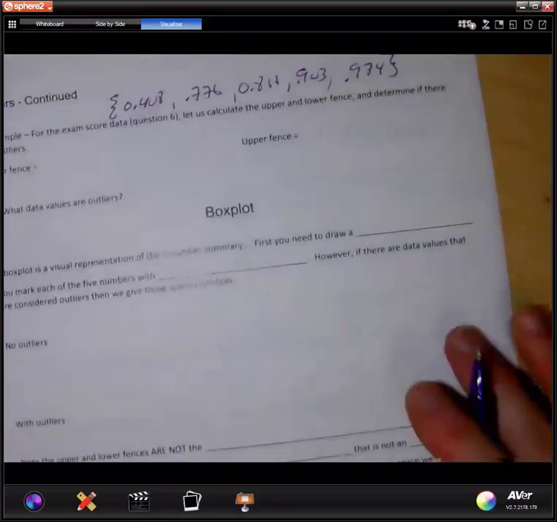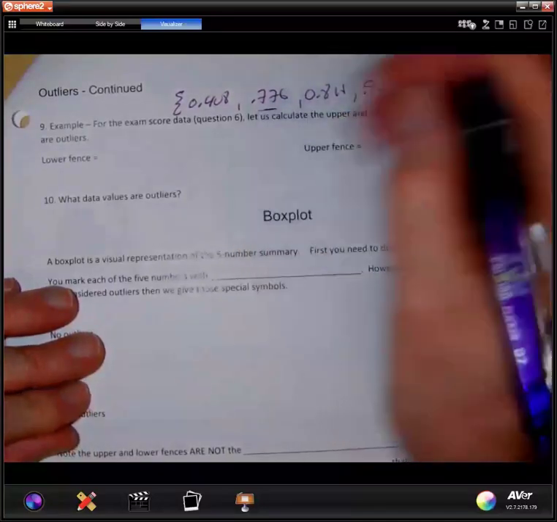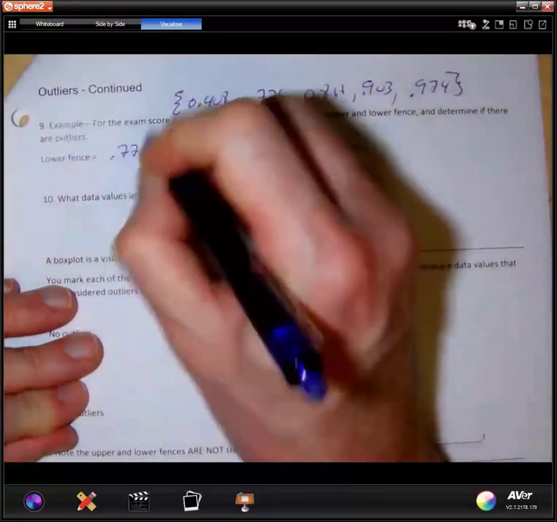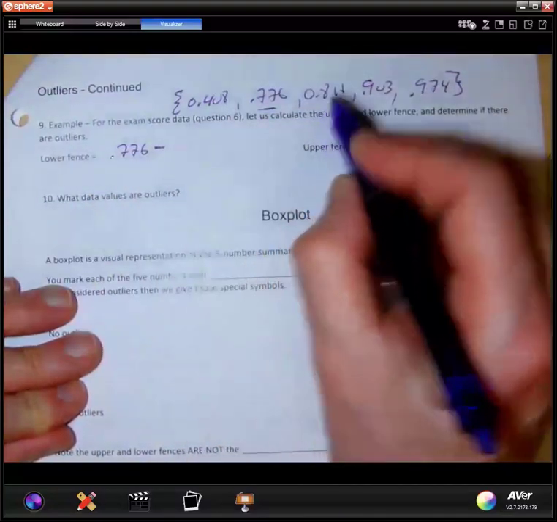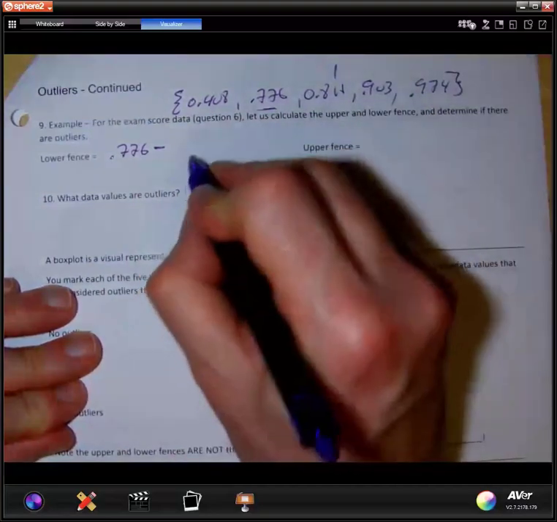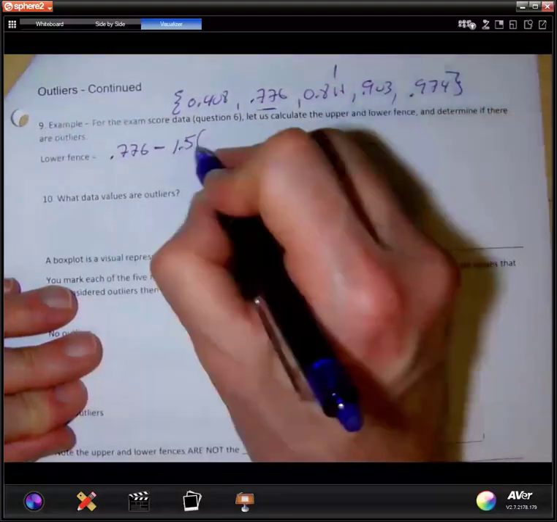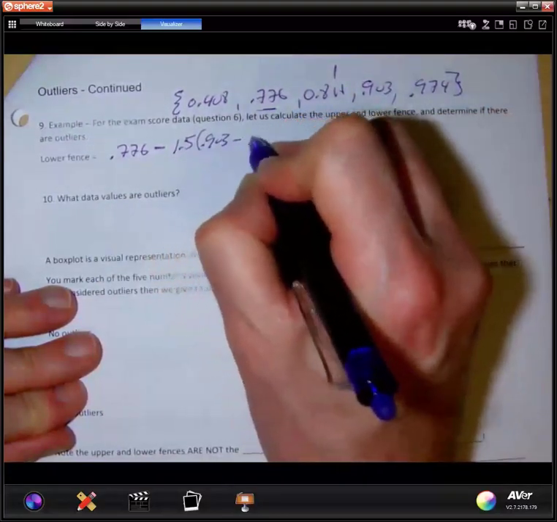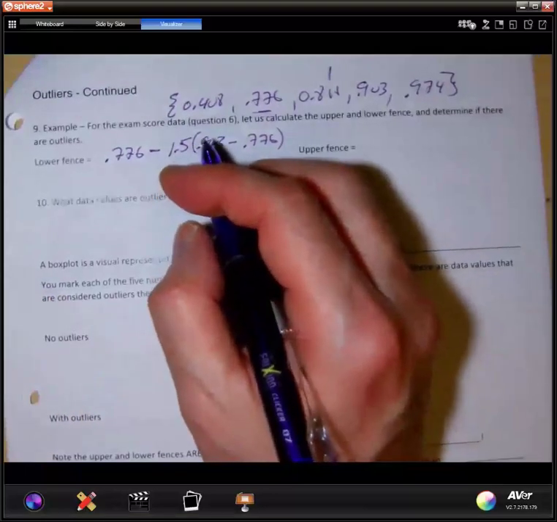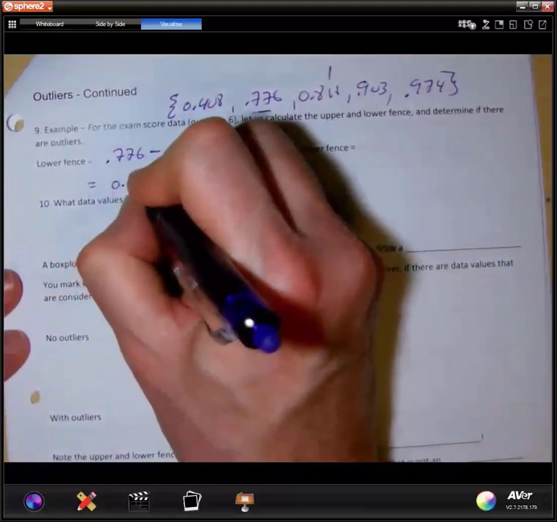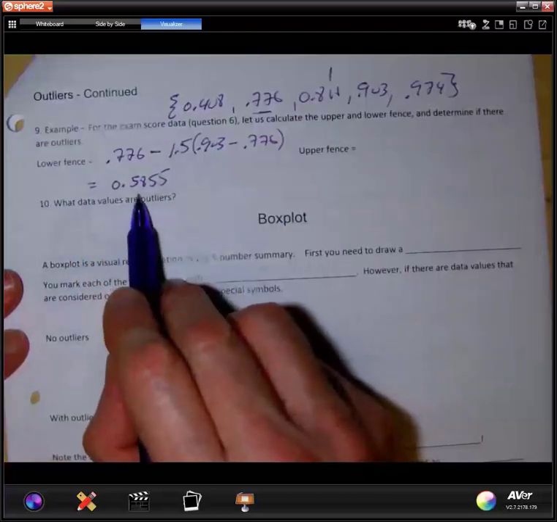Great. So now if I want to calculate my lower fence, I need to start here at Q1. And now I keep going down, further down, away from my median. I'm going to do this by going 1.5 times the IQR, which is 0.903 minus 0.776. When I calculate that, what do I get? 0.5855. Any value less than this lower fence is an outlier.